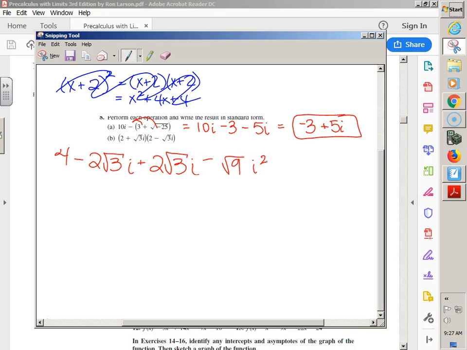Root 3 times 3 is root 9, which is just 3. These two cancel out, so I have 4. And here's something that might be good to highlight, mark down. What does I squared simplify to be? Good. Because I squared is the square root of negative 1 squared, which is just negative 1, so your final answer is 7.